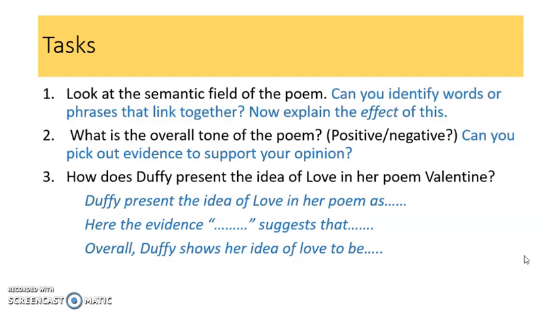So Duffy presents the idea of love in her poem as whatever you may think. Here, the evidence, pick out a quote, and then explain what it suggests. Then sum up your ideas. Overall, Duffy shows her idea of love to be, and then you finish that sentence.